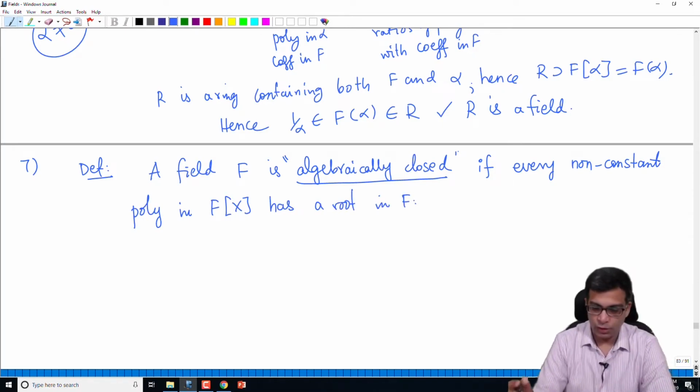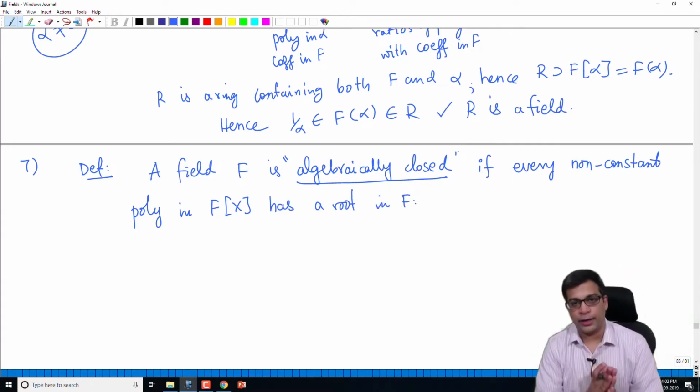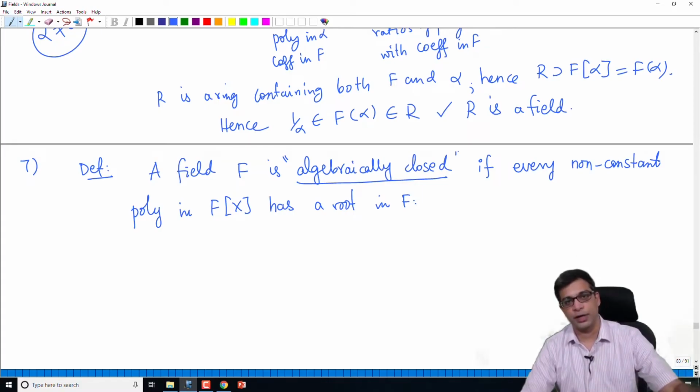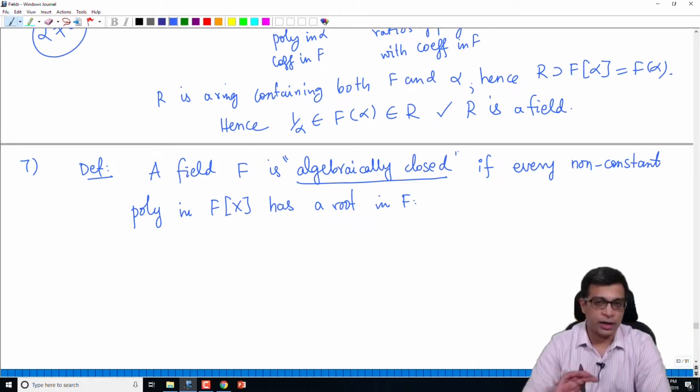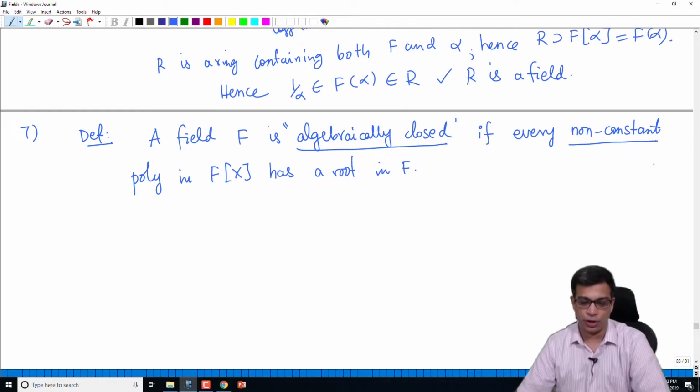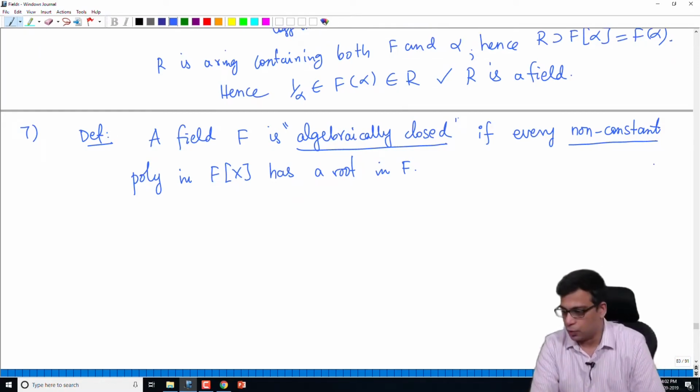So remember that in the entire field theory course, the most important thing we are studying is, given a field and a polynomial over it, we've learned how to construct a bigger field where the polynomial has a root. That we have learned. The procedure to do that in general we have learned. But algebraically closed fields are those fields where that procedure is not needed. Every polynomial has a root there. I need to insist on non-constant polynomial because certainly non-zero constants cannot have roots. So every non-constant polynomial has a root in F. There are such fields. I will give you one example in a minute.